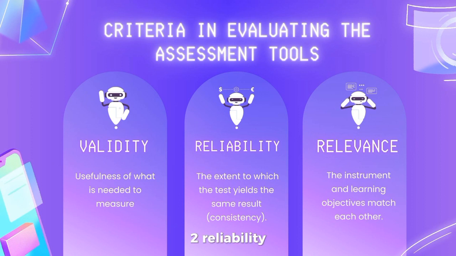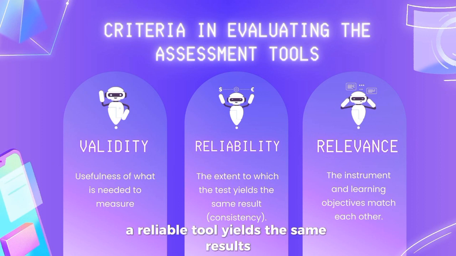2. Reliability. This refers to the consistency of the assessment tool. A reliable tool yields the same results under consistent conditions, meaning if the same group of students were assessed multiple times under similar circumstances, the results would be similar each time.